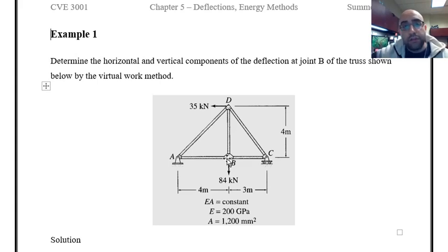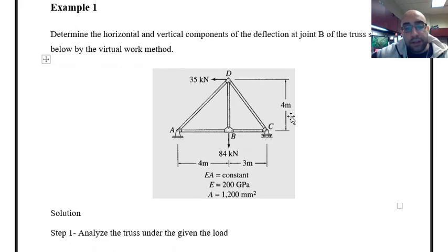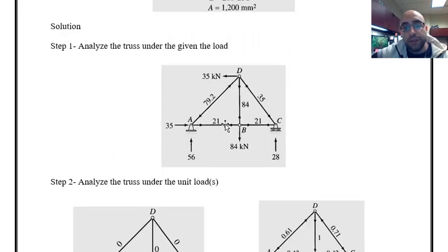That's why when I want to apply the unit load for using the virtual work method in this problem, I have to have two different analyses just for considering the virtual load. One is the virtual unit load in the horizontal direction at point B, and the other one is the virtual unit load in the vertical direction at point B, because the question is asking about two different deflection values. So the first step is to analyze the structure under the given load. That's what is happening over here.